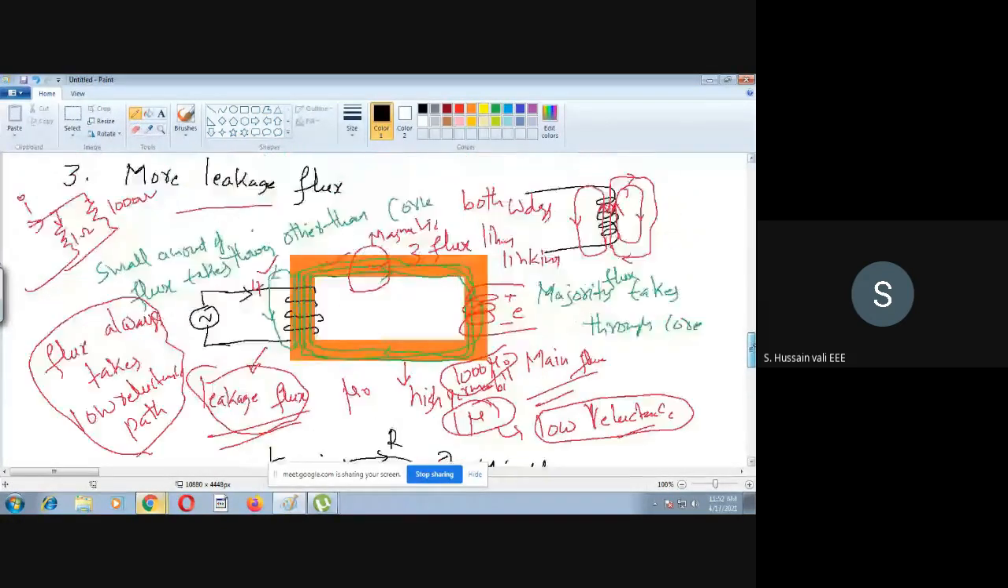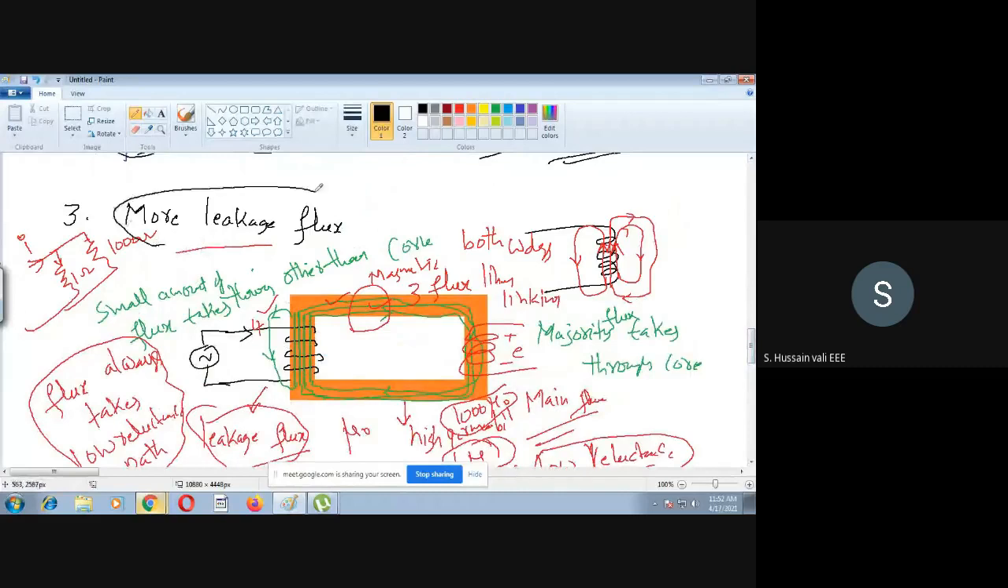The third point. What is the third point? In case of the air core transformer, leakage flux is more. That's the point. Okay. Then we have another also we can see. So this is the case of the air core transformer. Of course, these are the three main points in case of the air core transformers. I hope you know the differences.